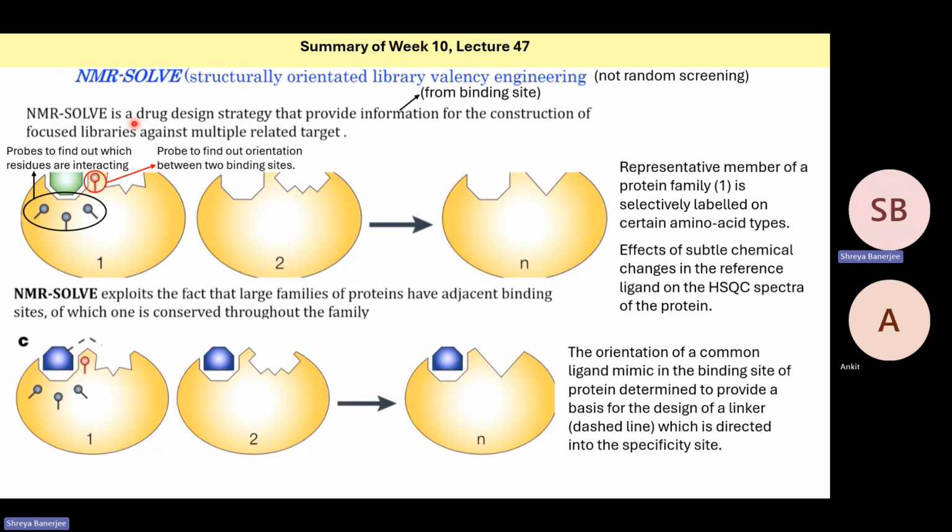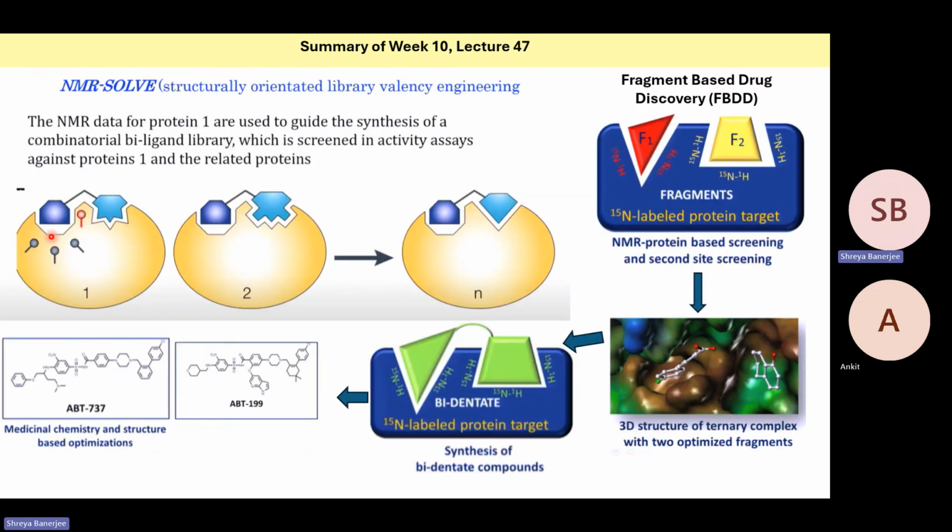NMR solve, this technique does not depend on random screening of a library of ligands. In this technique, before we decide on a library of ligands, the structure of the protein binding site is determined so that we can choose those ligands which will appropriately fit into that binding site. So here, before screening, we are doing a study of the protein binding site itself. So in this case, what happens?